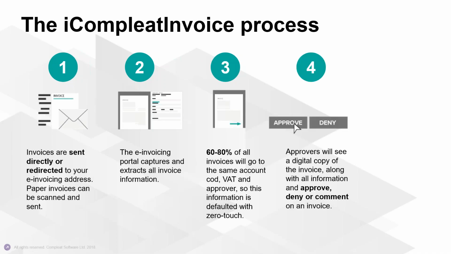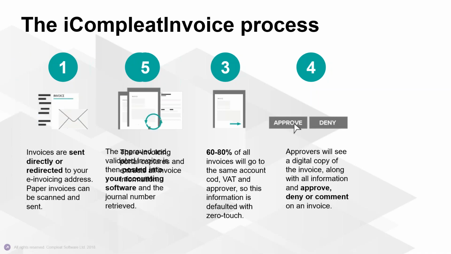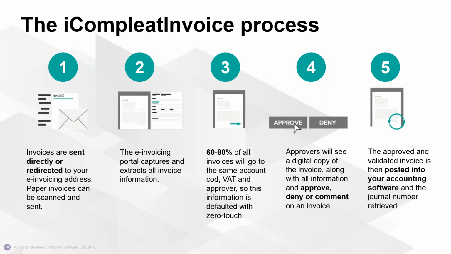Now, approvers are busy people that are always on the go. They will be notified by email or via our mobile application that they have something to approve. This means they approve, deny, or comment on the invoice wherever they are. Lastly, the approved and validated invoice is posted into your account or your client's chosen accounting platform, and the journal number is then retrieved for a fully compliant process.